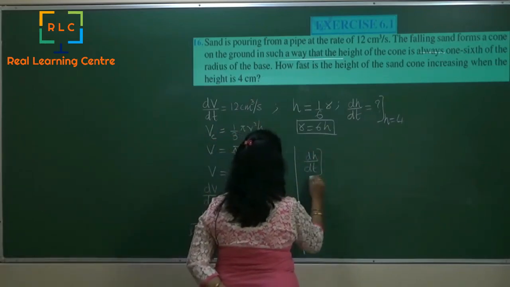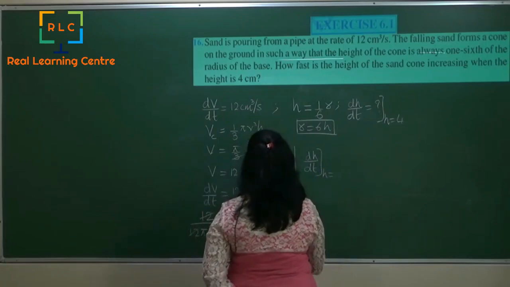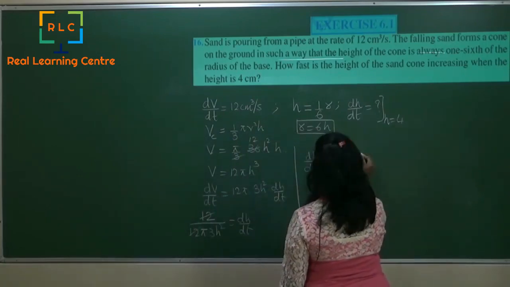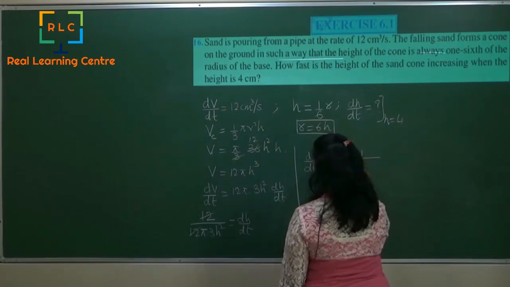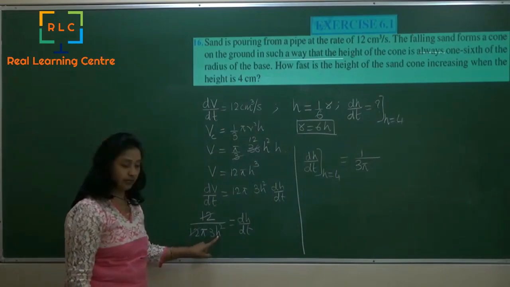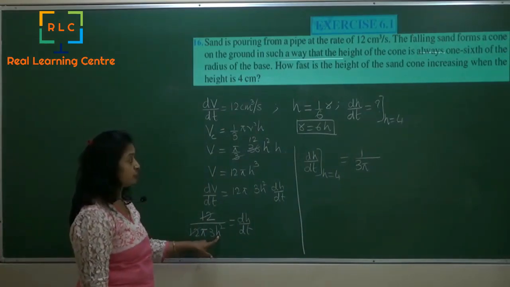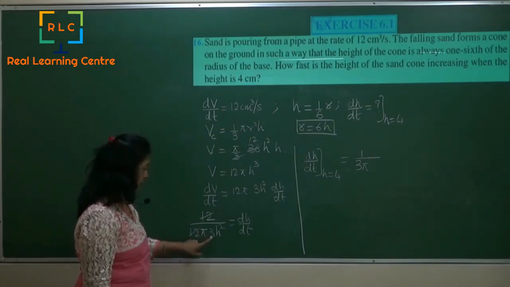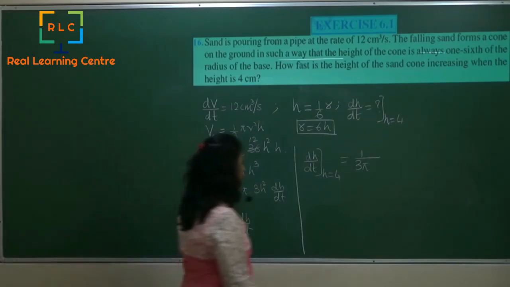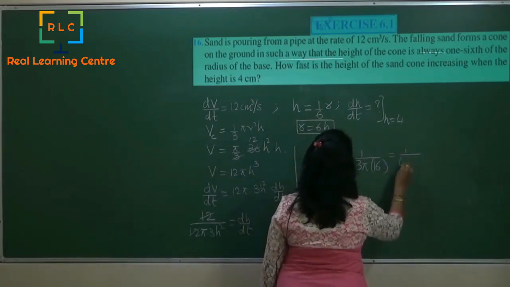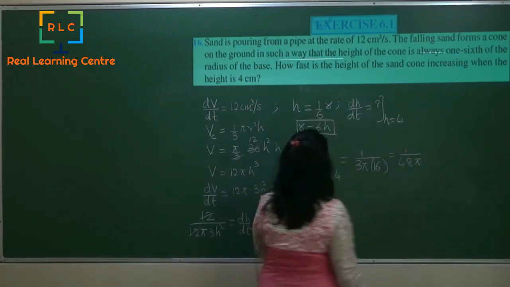So dh by dt at h equal to 4 is equal to 1 by 3 pi. I'm going to plug in for h whatever they have given. They have given h equal to 4. So 1 by 3 pi is constant, and h square I'm going to write as 16, that is 4 square, and 16 threes is 48. So I got 1 by 48 pi.